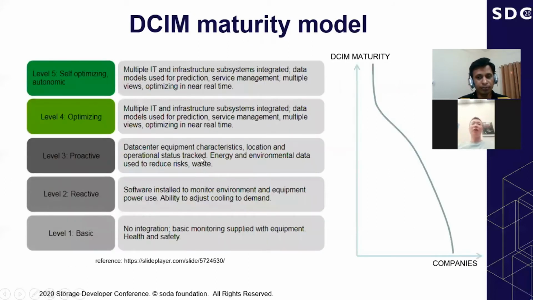Okay, can we go to the next? This is a five-level maturity model which comes from Gartner. So it defines which maturity level the data center is in. The basic level is just monitoring: the system just reports the health status, the capacity and the environment health. And secondly is reactive, with adjustments according to the demand. So the system may help the administrator handle some issues.